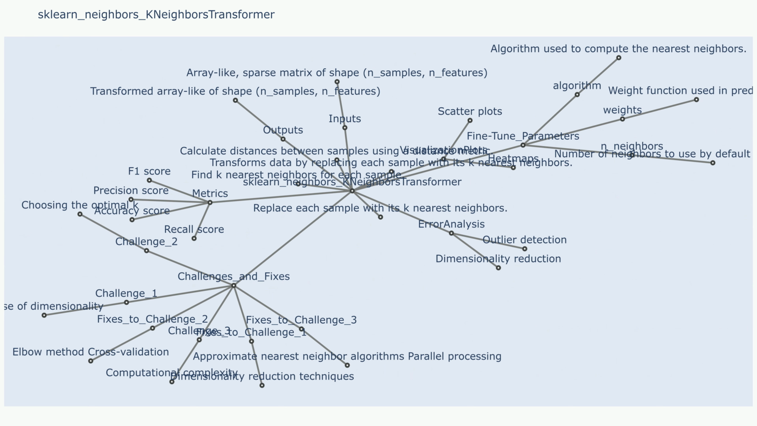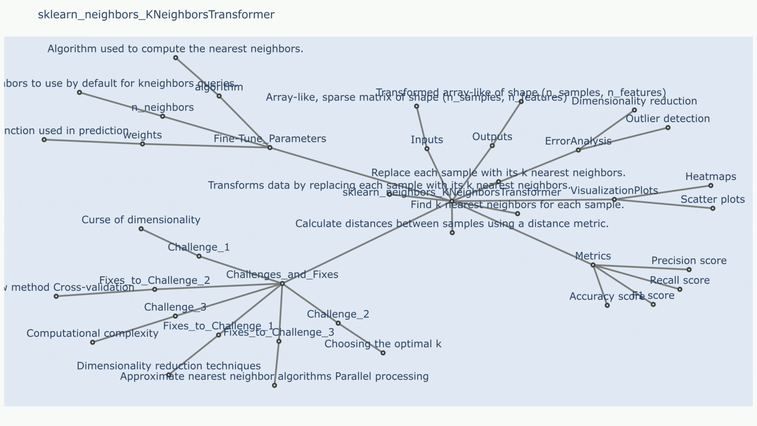Metrics. No specific metrics are inherent to the KNeighborsTransformer itself. However, you can evaluate the effectiveness of the transformation based on the performance of subsequent machine learning models, e.g. classifiers or regressors that use the transformed data.